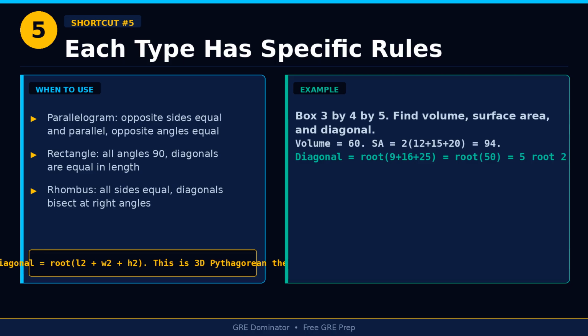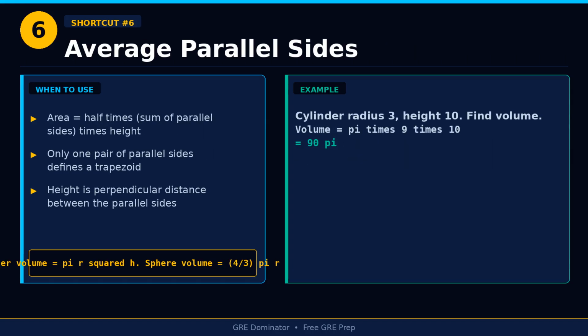Trapezoid. Exactly 1 pair of parallel sides. Area equals half the sum of parallel sides times the perpendicular height. Rectangular solid formulas. Volume equals length times width times height. Surface area equals 2 times (LW plus LH plus WH).